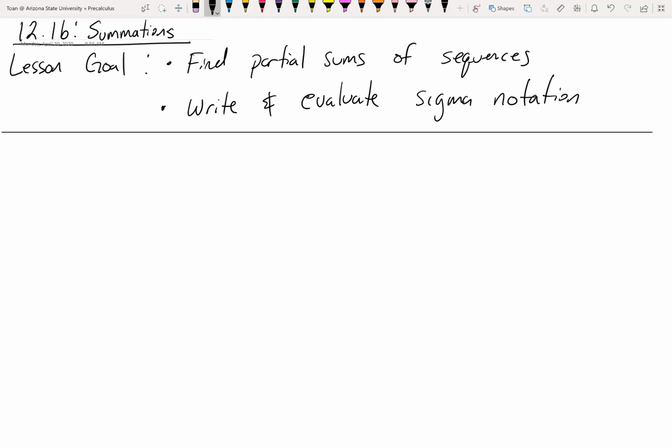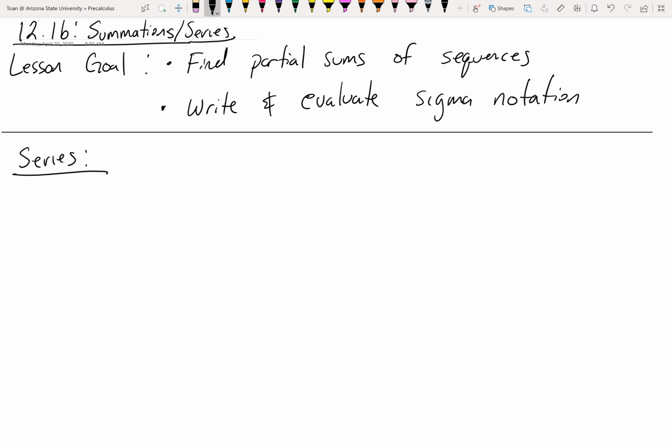So the second half of 12.1 will be about summations, or in other words, I guess I should say slash series. And in this lesson, hopefully, we should be able to find partial sums of sequences and talk about the shorthand notation of writing it called sigma notation. Can we write it, can we read it, and can we evaluate them? So let's talk about the idea of a series.